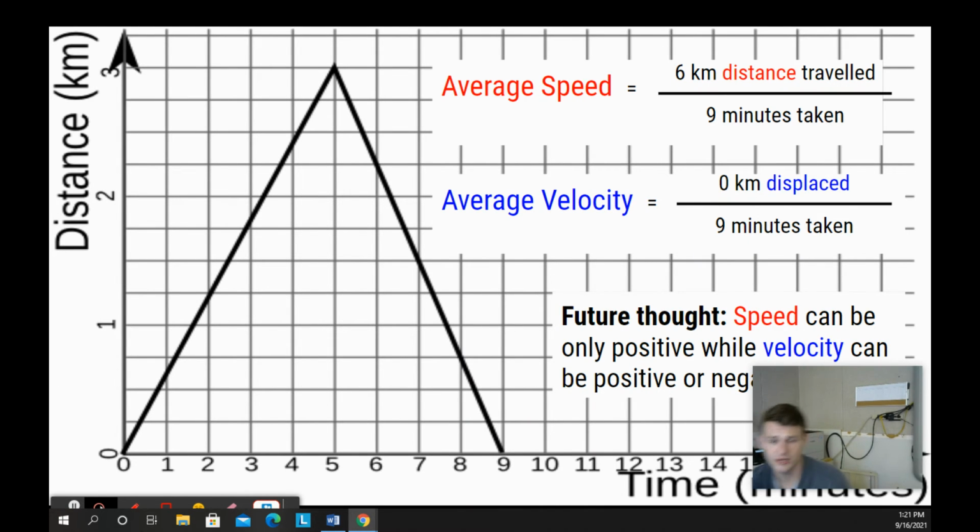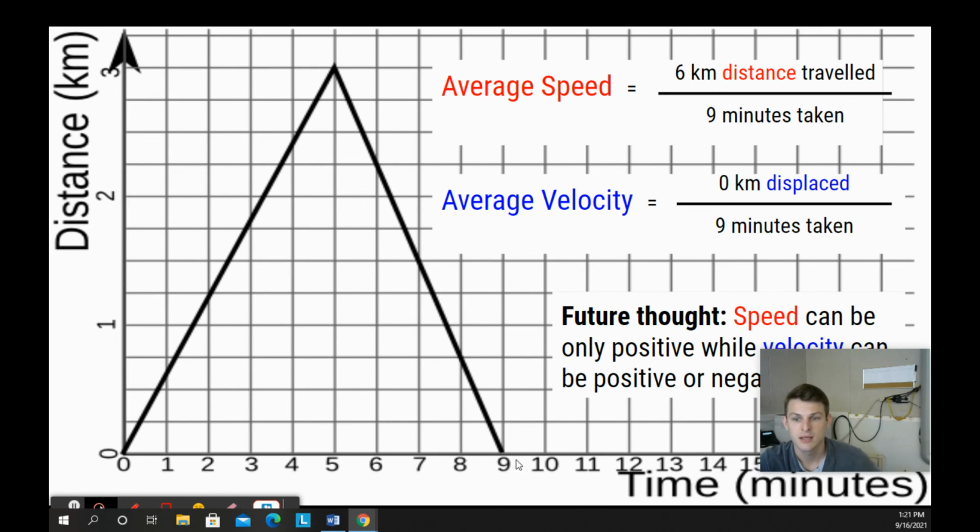Another example here. Let's say you are walking in kilometers, you're walking for 9 minutes, right? You walk 6 kilometers in total. Okay, 3 up, 3 back. So you walk forward 3 kilometers and you walk backward 3 kilometers. You end up in the same spot at 0 kilometers that you started in.